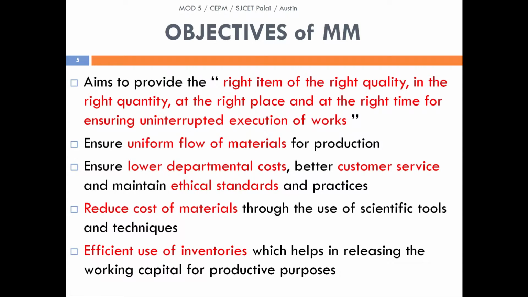Second one, to ensure a uniform flow of materials for production, like we said from the first point where we have stopped. The next point is uniform flow of materials. There should not be any interruption to the work being carried out. Therefore, flow of materials should always be facilitated for the execution of the works.